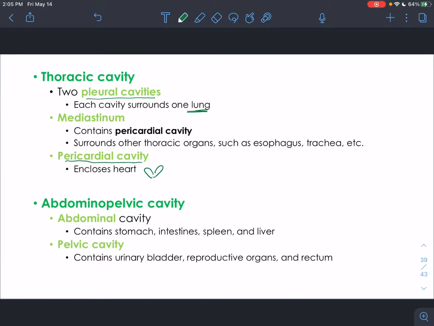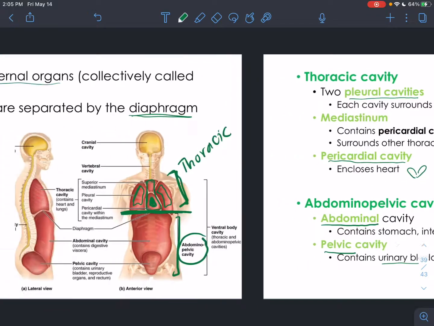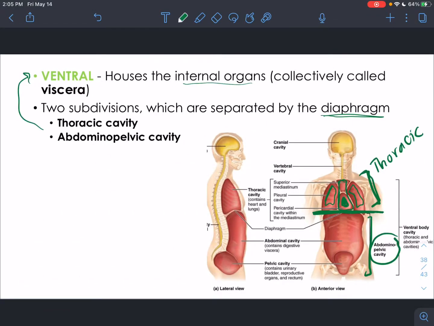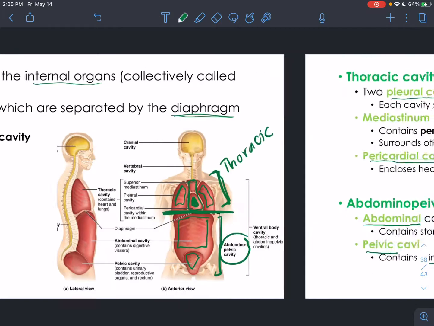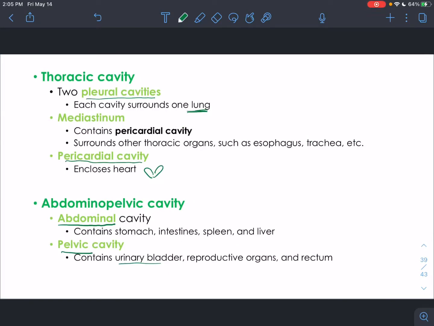And then your abdominal pelvic can be divided into 2, which these ones are really easy. Your abdominal and your pelvic. Your abdominal contains stomach, intestine, spleen, liver. Your pelvic contains urinary bladder and your reproductive organs. So abdominal and pelvic make up abdominal pelvic together. Okay. And again, I kind of moved fast, but stomach, intestine, spleen, liver, and your abdominal, pelvic, bladder, reproductive organs, and your rectum.